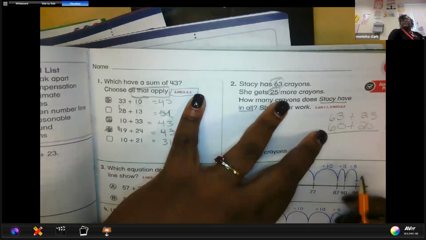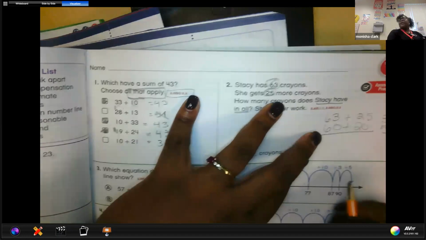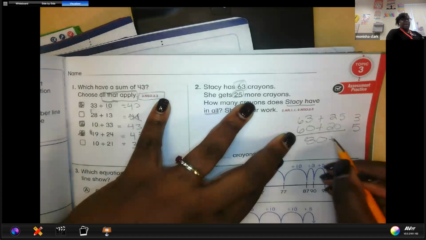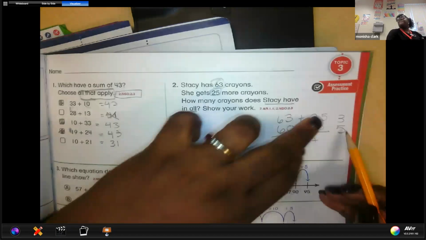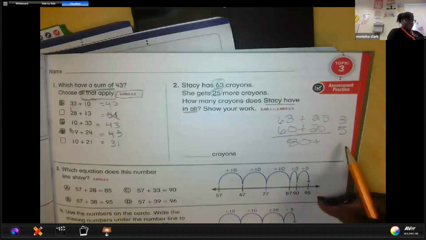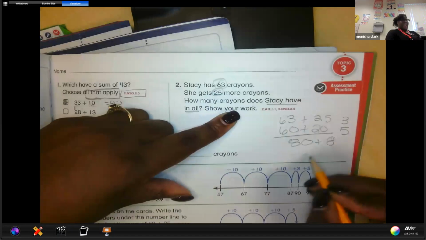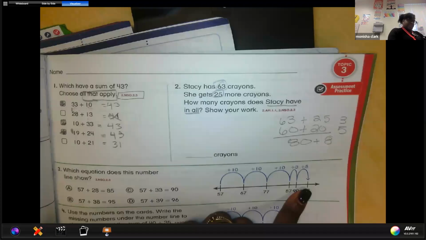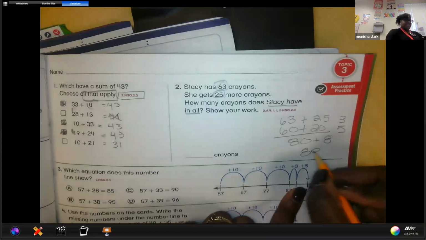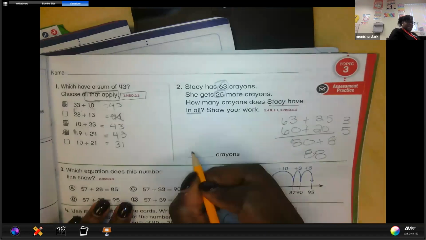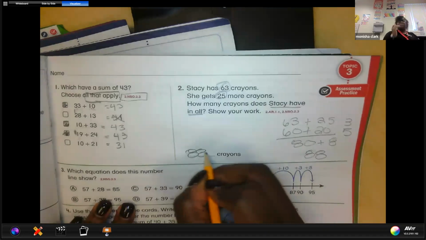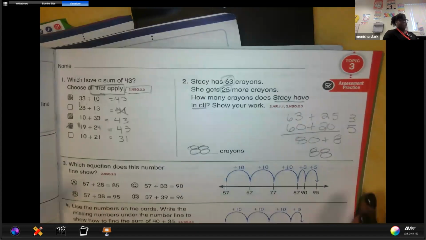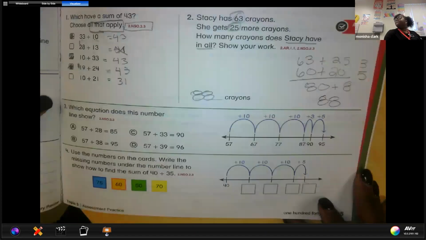So 60 plus 20. What is 60 plus 20? Malia? 80. Now what's 3 plus 5? Andrew? 8. Now what's 80 plus 8? Jackson? 88. So how many crayons does she have in all? 88. Okay. All right. So now we're going to move on.